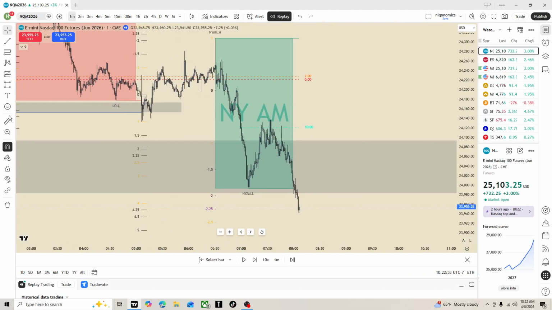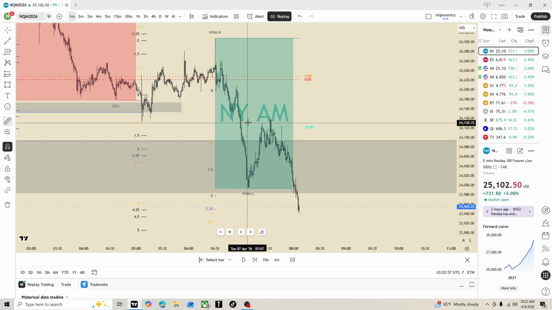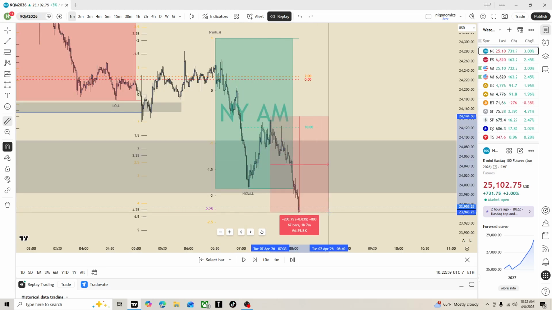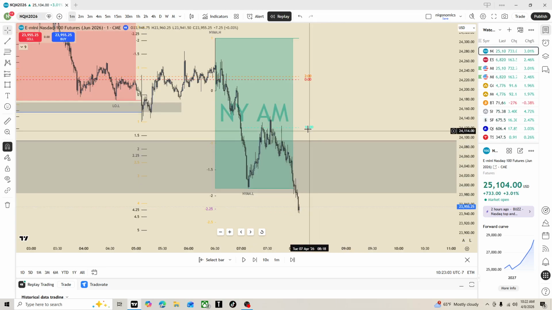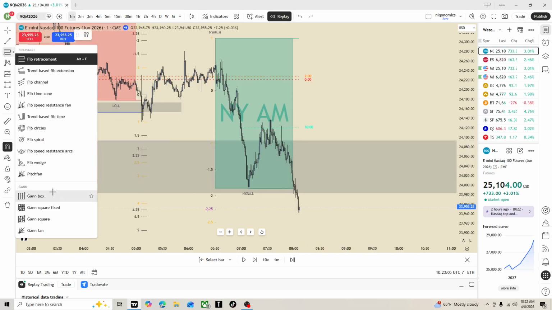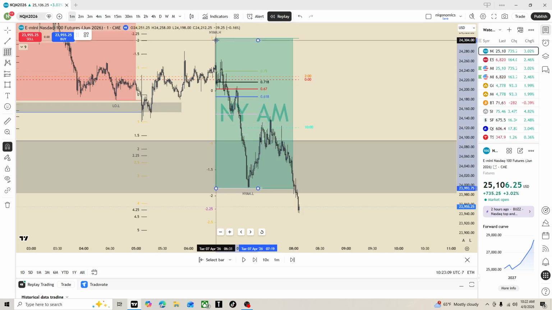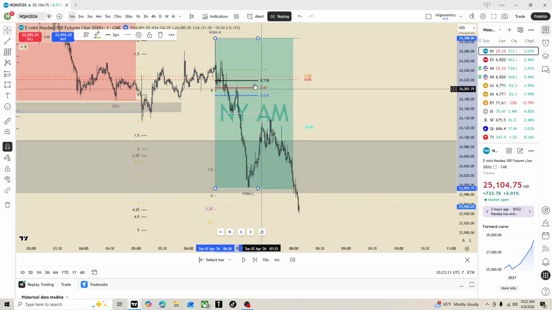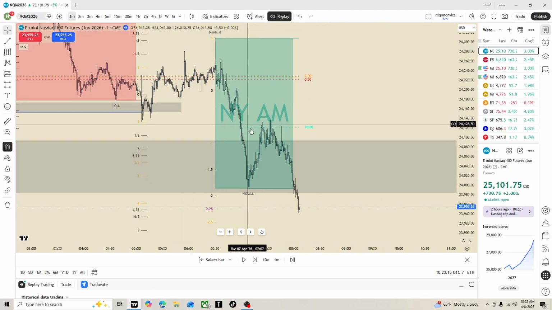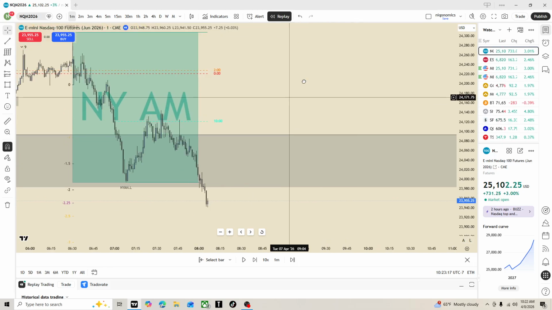So this entire move from this to this is a manipulation in my eyes. Because first off, we never hit OTE of the entire move, right? We have it all the way up here. We never even hit EQ. So I'm expecting this to be manipulation to distribute higher.